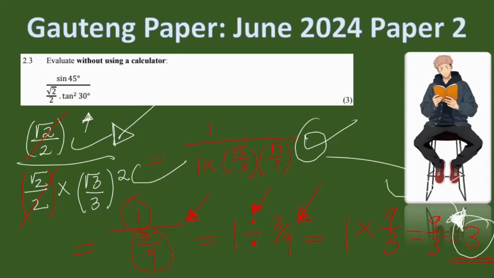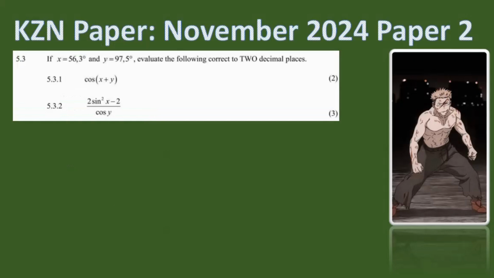We did the KZN paper for June 2024. We did the Gauteng paper June 2024. However, I can't leave you like that. I have a bonus question for you, right? Bonus questions, let me put it like that. I went again and searched the November paper for KZN. And then I found this.